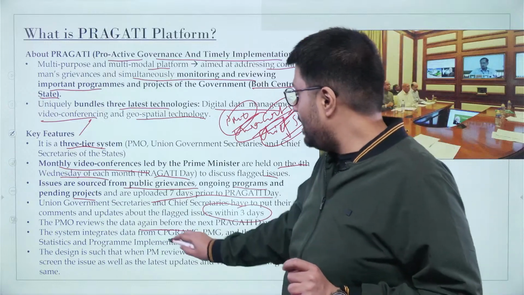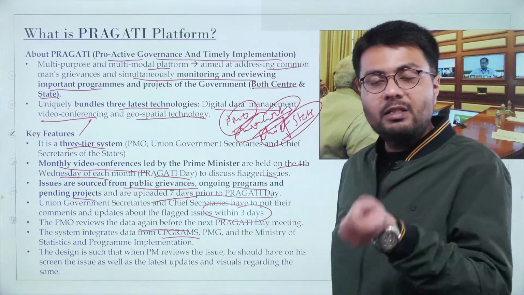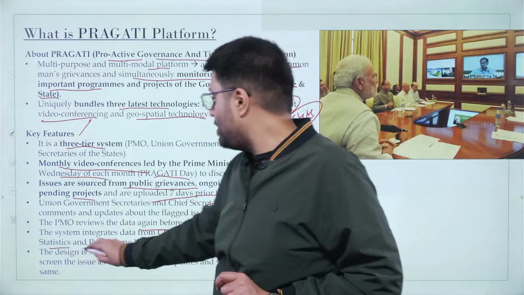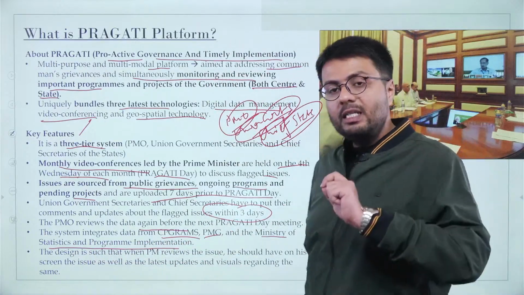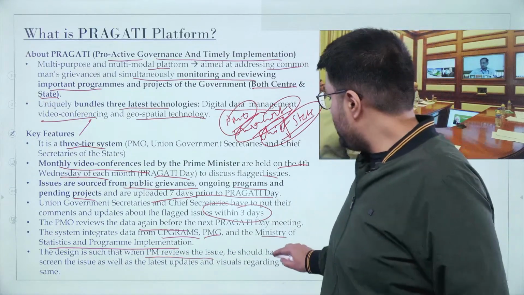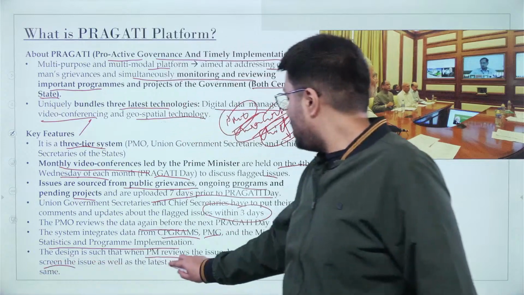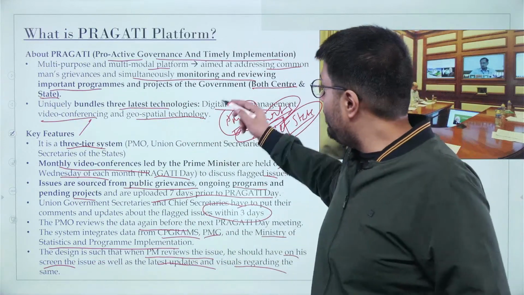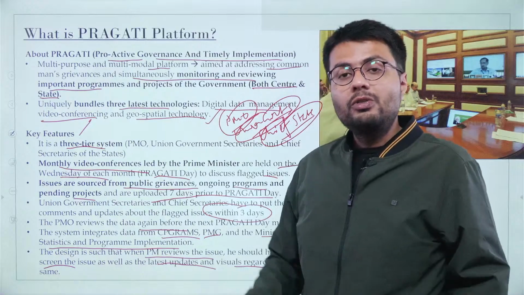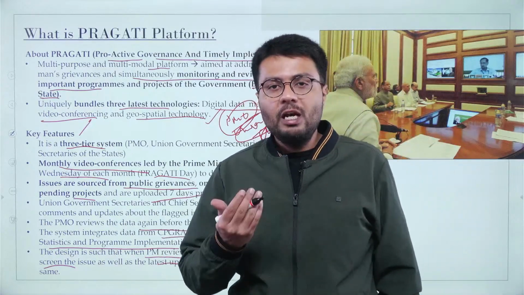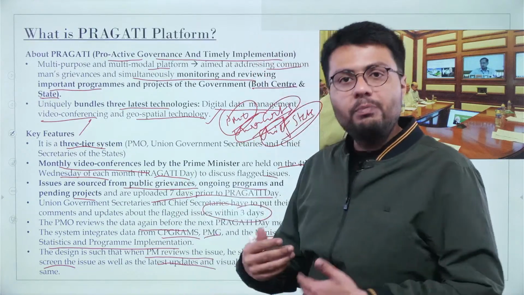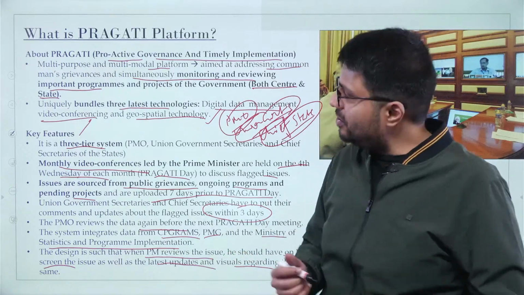Now the system integrates data from the grievance cell of the Union Government, that is CPGRAMS, the Project Monitoring Group, as well as the Ministry of Statistics and Programme Implementation. The design of this platform is such that whenever the PM reviews an issue, the same issue is highlighted on the screen, and the latest updates and visuals using video conferencing and geospatial technology are available in front of the PM's eyes. So the accountability of secretaries of the union government and state government in this case is directly with the Prime Minister. And this prompts quick resolution of any grievances.